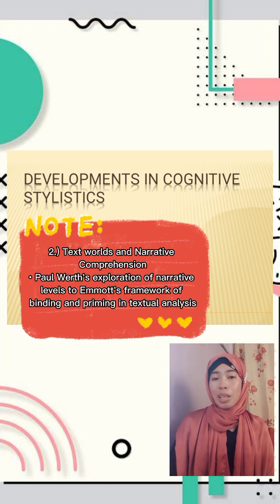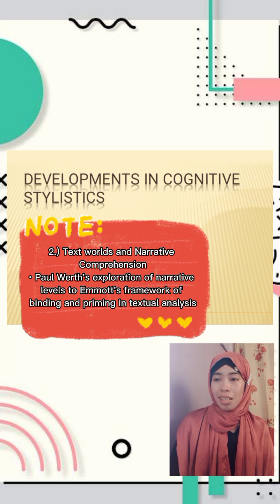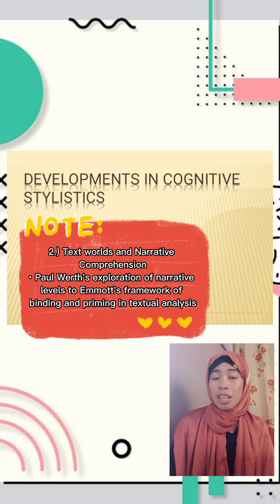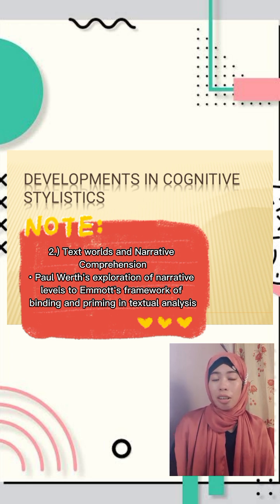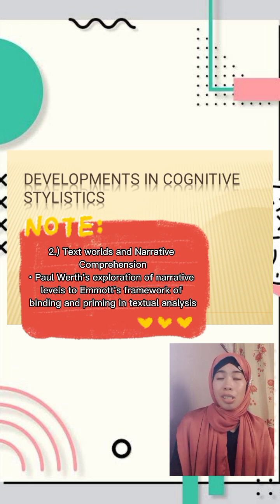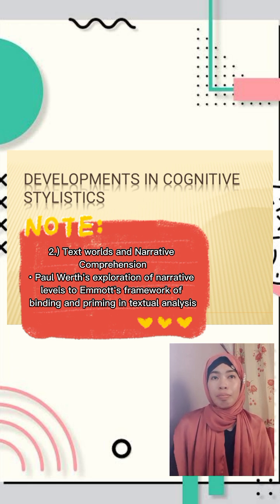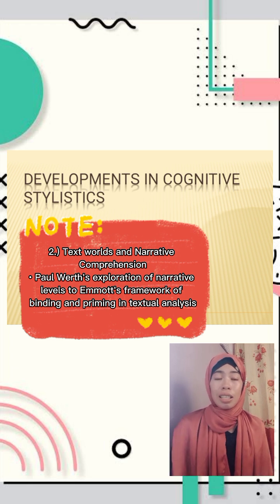As we navigate through the complexities of cognitive stylistics, we will also delve into the concept of text worlds and narrative comprehension. From Paul Werth's exploration of narrative levels to Emmott's framework of binding and priming in textual analysis, we unravel the cognitive processes that underpin our ability to track characters, follow plot developments, and hold multiple contexts in our minds while engaging with literary narratives.